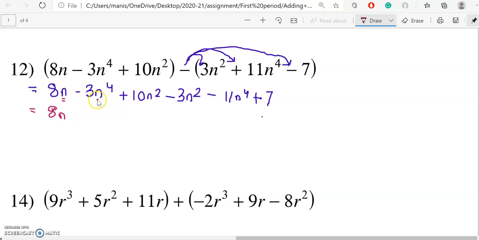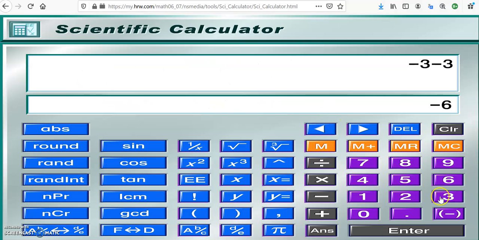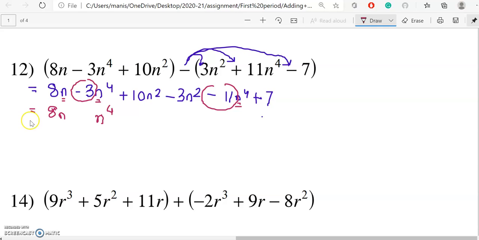Okay, now n to the power 4. Do you see n to the power 4 somewhere? Yes. So how do you combine like terms? Bring this n to the power 4. Now what you do is you work out with this. This is your negative 3 and this is your minus 11. If you don't know what to do, use your calculator. Look, I'm showing you how to do it. Negative 3 minus 11. Hit clear. Negative 3 minus 11. So this answer was negative 14. So I will come back over here and I'll write over here negative 14.